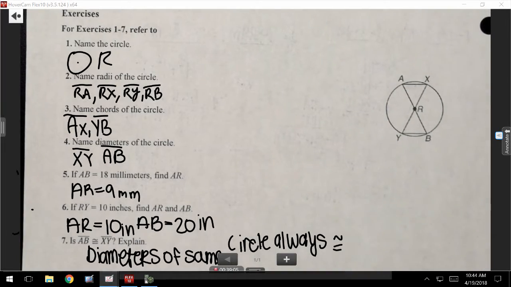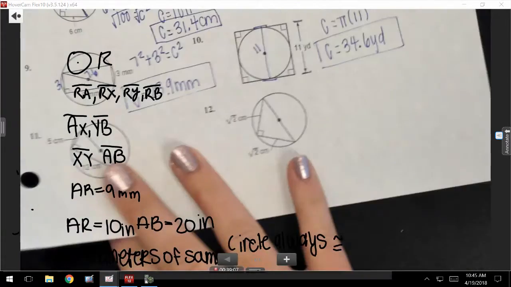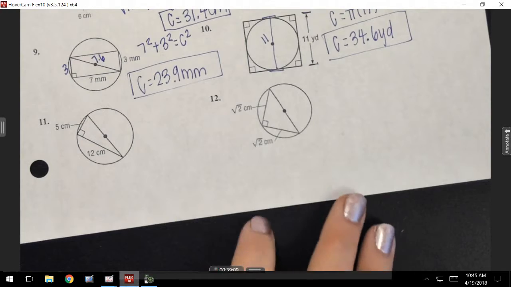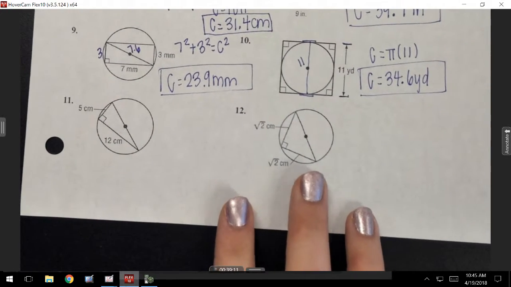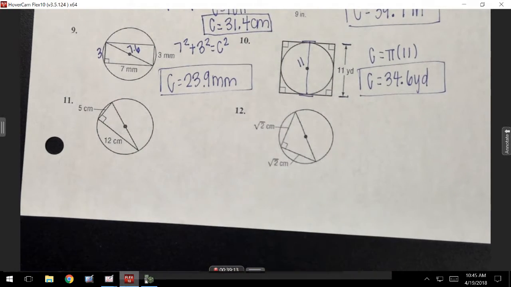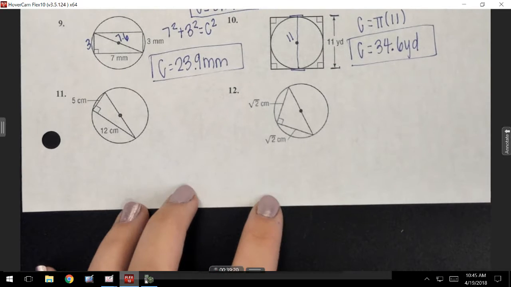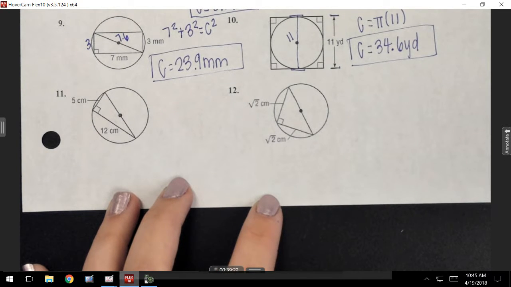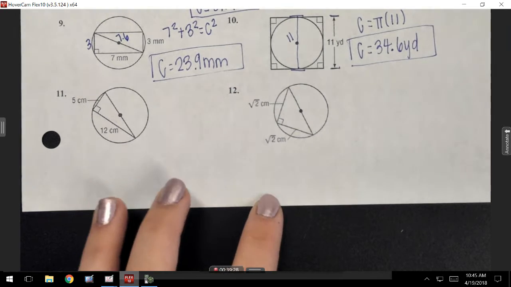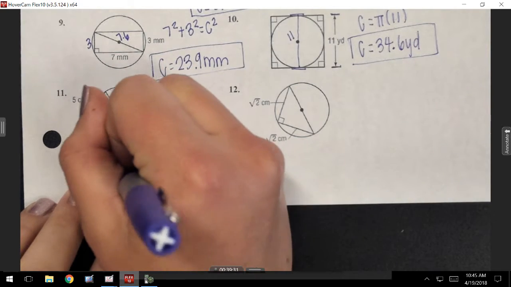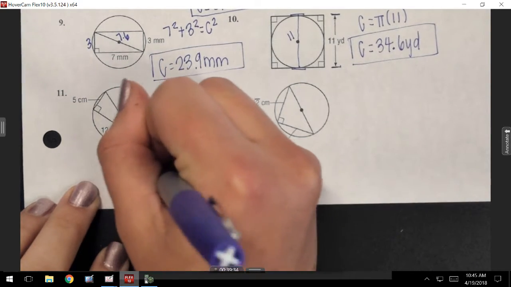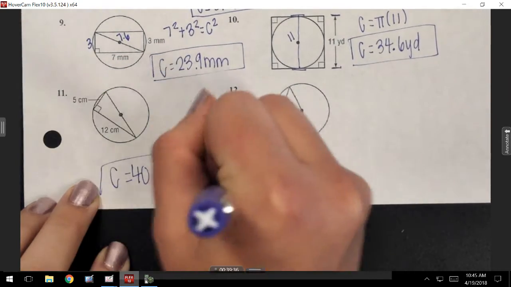Okay, so what I want you to do now is flip back to the front, and finish 11 and 12. Then we're going to look at our math workshops. Finish 11 and 12. Check your answers with mine.